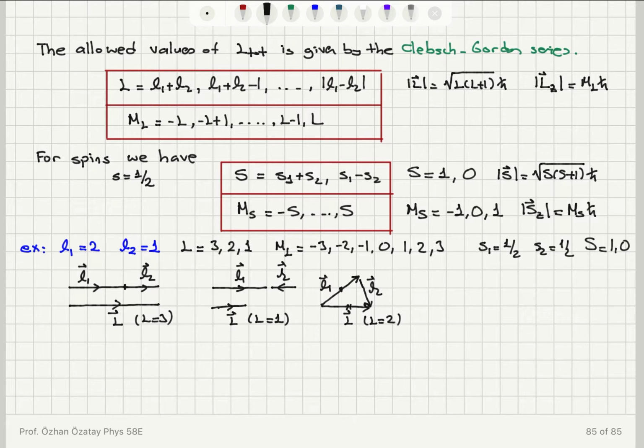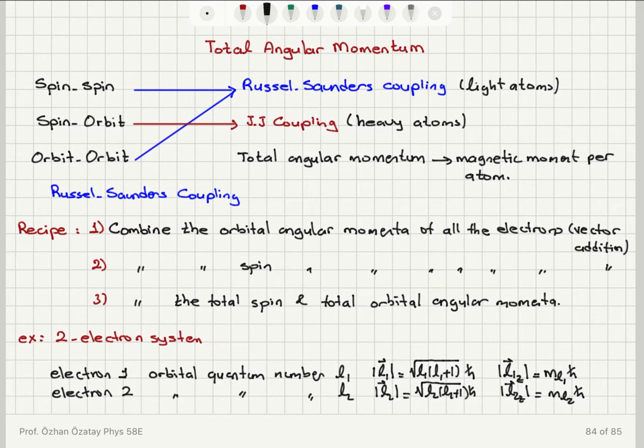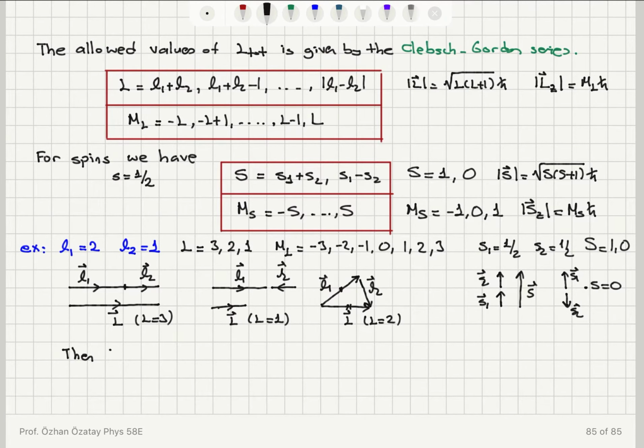And for the spin angular momentum, we can think of two possible scenarios here. S1 and S2 spin angular momenta vectors are added, so you get a total S vector like this, or S1 and S2 are in opposite directions, so you obtain total S equal to 0. So these are the two possible scenarios. Then according to the Russell-Saunders coupling scheme, the last thing to do is to combine the total spin and total orbital angular momenta. Then we can calculate the total angular momentum quantum number.